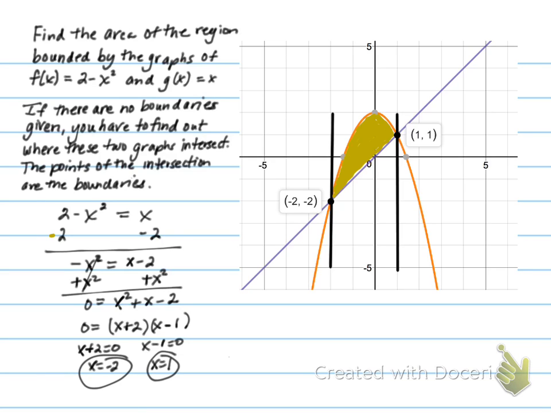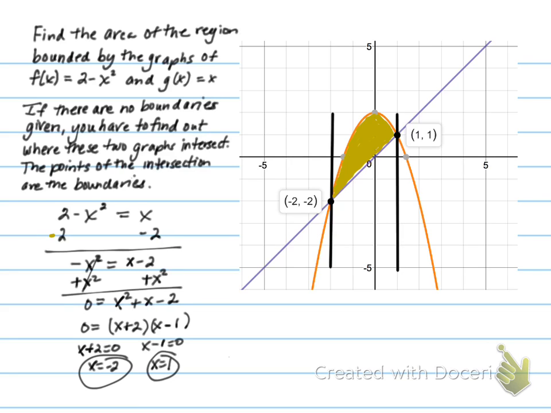And on the graph, I drew those boundary lines in black. So at x equals negative 2, there's a vertical line going through negative 2. And then for x equals 1, there's a vertical line going through the 1. All right, and then I'm trying to find the area between those two lines, my boundaries, and also the orange curve and the purple curve, purple line. So the yellow part is what I want to find the area of.